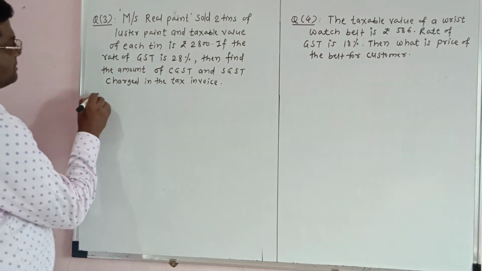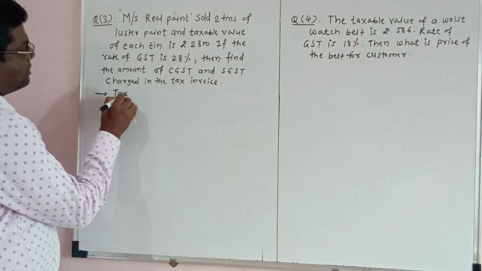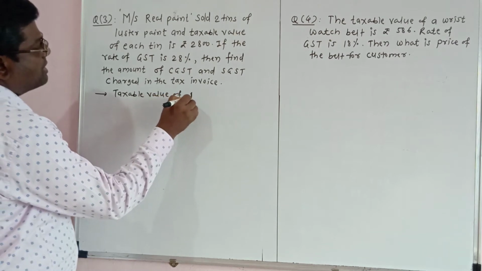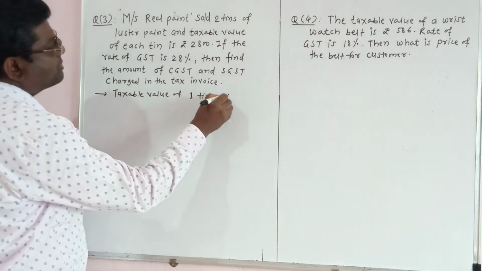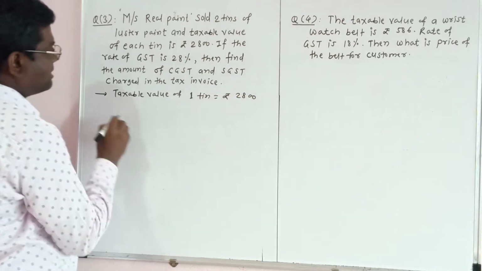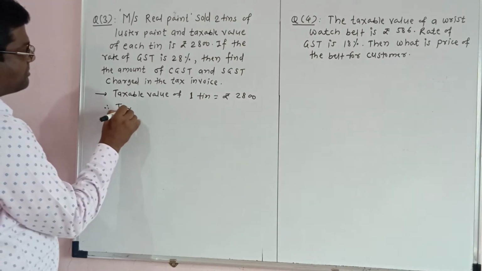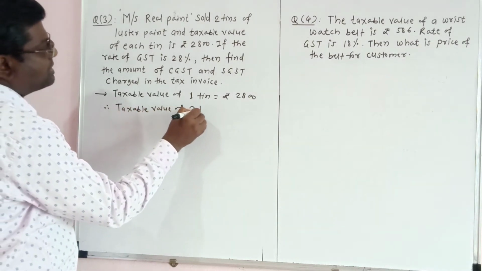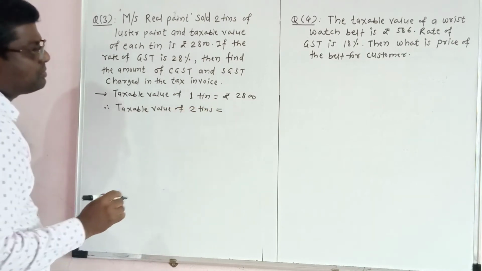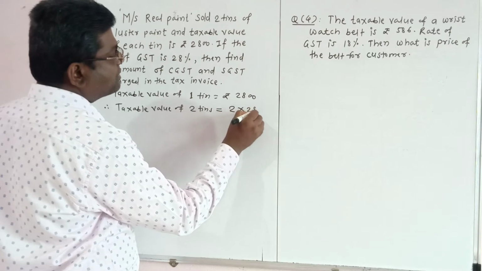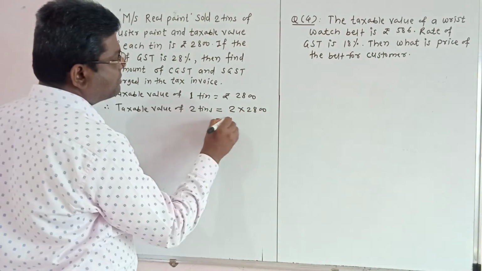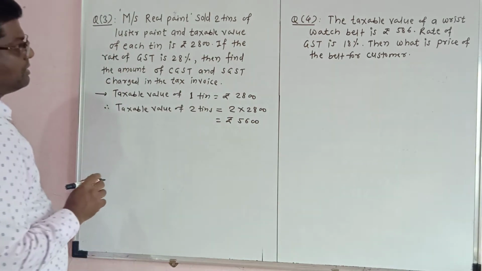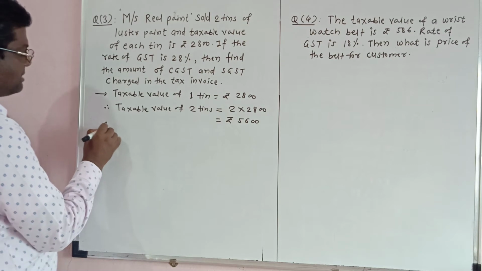Now we have given taxable value of 1 tin is equal to rupees 2,800. Therefore taxable value of 2 tins is equal to 2 into 2,800 is equal to rupees 5,600 is taxable value.